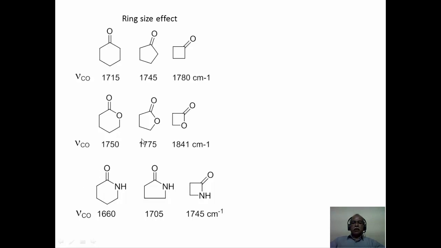As you go across the row, in each row, the size of the ring decreases from a 6-membered to a 5-membered to a 4-membered, which increases the carbonyl stretching frequency within the series because of the higher strain of the ring and a larger participation of the s electron on the carbon-oxygen sigma bond of the carbonyl systems in these cases.